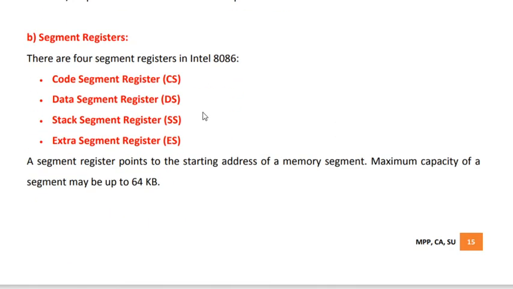Now let us move on to segment registers. There are four segment registers, namely the code segment register, data segment register, stack segment register, and extra segment register. We have learned in the previous class that each of these segment registers is capable of holding the base address of the logical segments assigned to a given program.